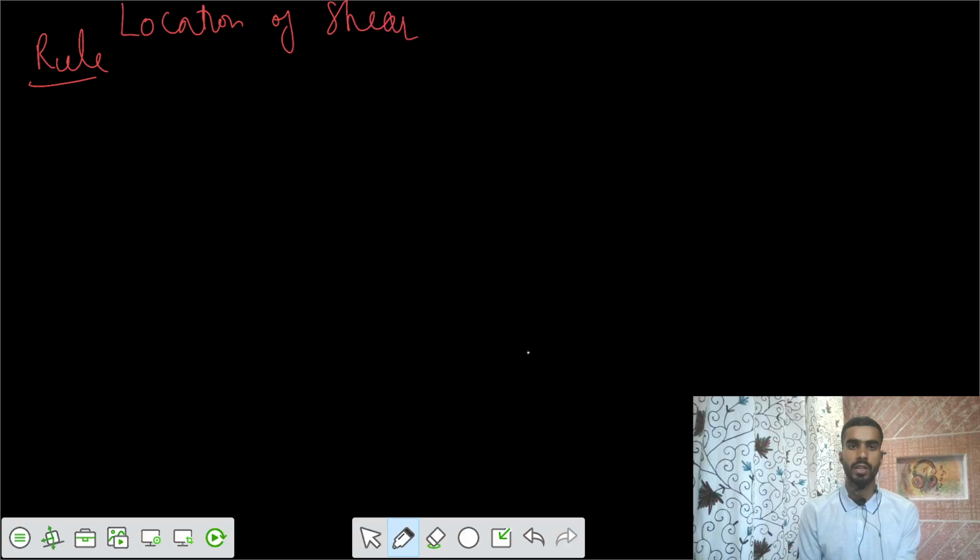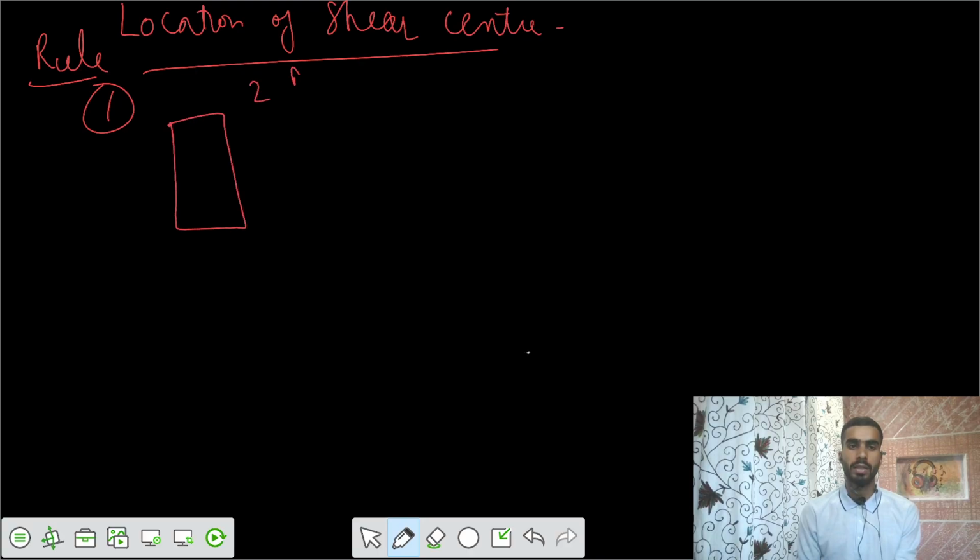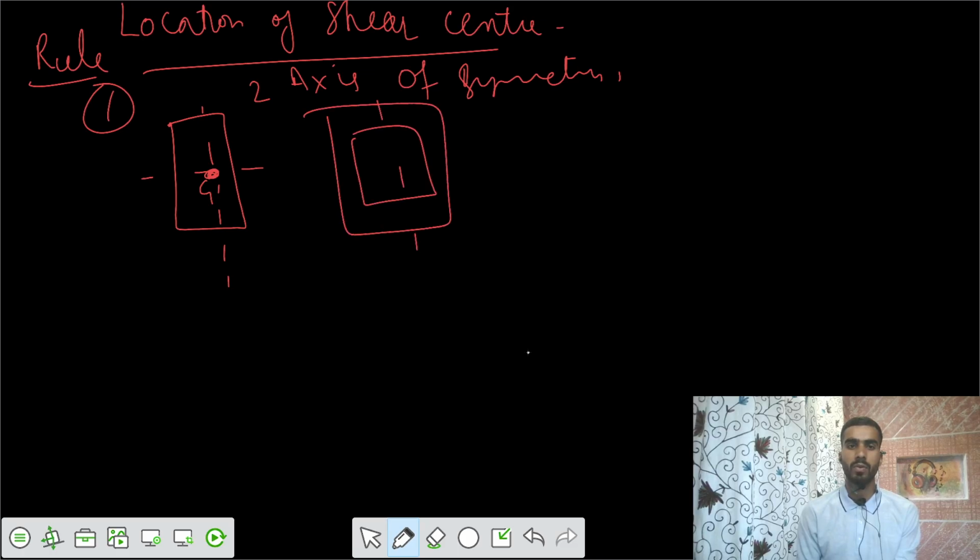Where is the shear center located? Rule number 1: if the members have two axes of symmetry. So this is your G, and we have this box section with two axes of symmetry.